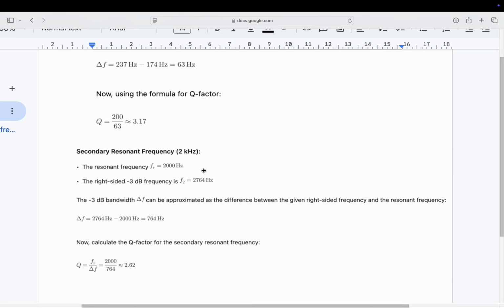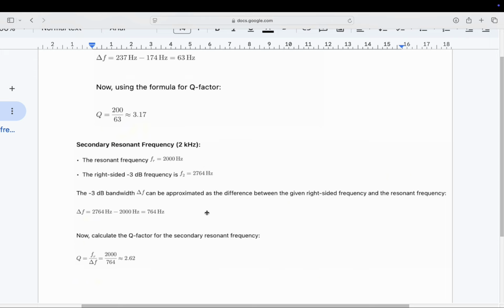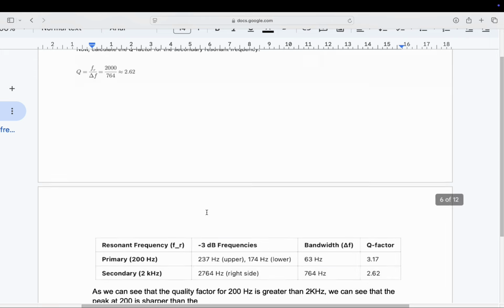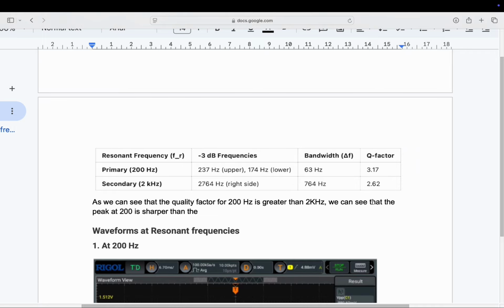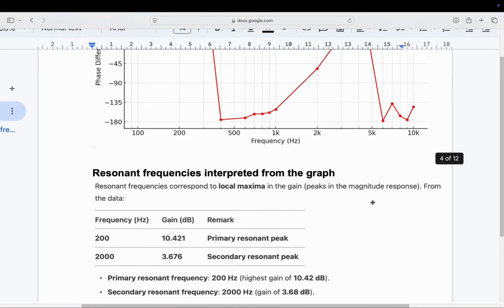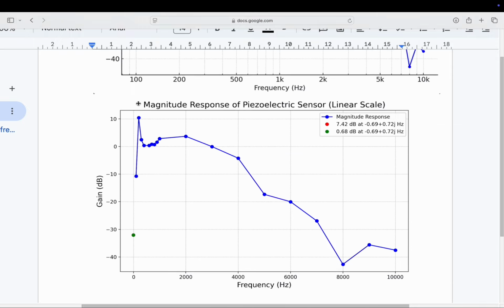And similarly for the secondary resonant frequency, there is only a right-sided 3 dB dip, not on the left side. So again we calculated the delta F and the quality factor comes out to be 2.62. This is the summary of experiment one. We can also see that the quality factor for 200 hertz is greater than the 2 kilohertz one, which is also shown in the graph. As you can see, the 200 hertz peak is sharper and more evident than the 2 kilohertz one.